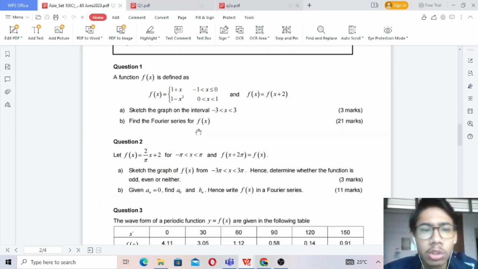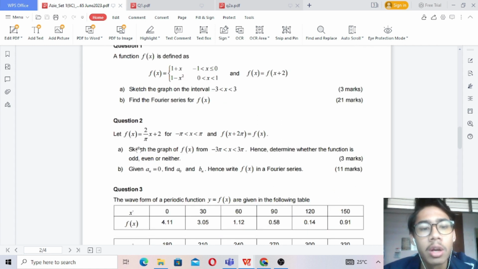So for question 2, I will present question 2a. The first part is to sketch the graph of f(x) from negative 3 pi to 3 pi, and determine whether the function is odd, even, or neither. So we see in the question that f(x) equals 2 over pi x plus 2 for the interval negative pi to pi, and f(x plus 2 pi) equals f(x).